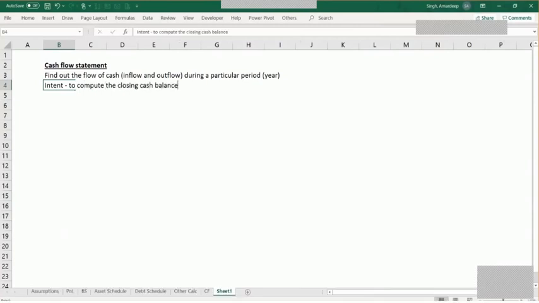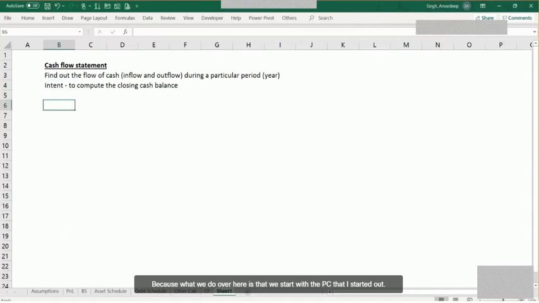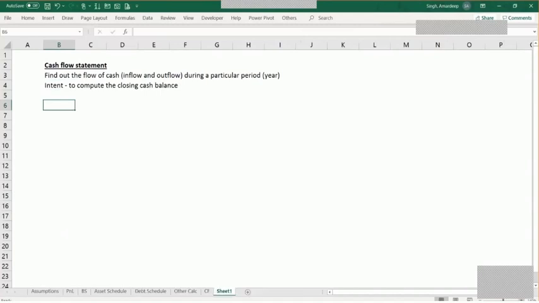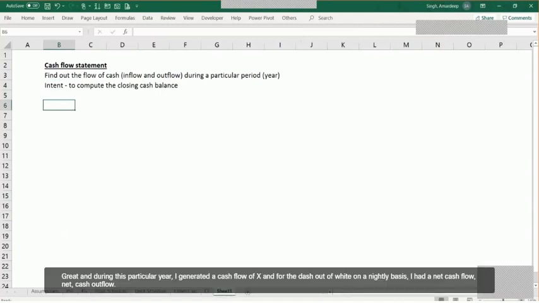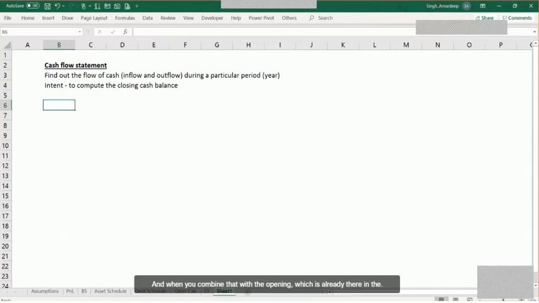Because what we do over here is that we start with, let's say, a cash balance of 100 at the start of this year, and during this particular year, I generated a cash inflow of X and incurred a cash outflow of Y. So on a net basis, I had a net cash inflow or a net cash outflow. When you combine that with the opening cash balance, which was already there in the company, you will be able to see at what cash level we are closing this particular year. So that is the intent of creating a cash flow statement.